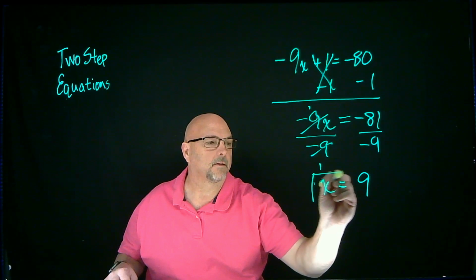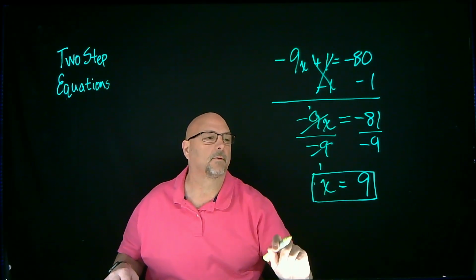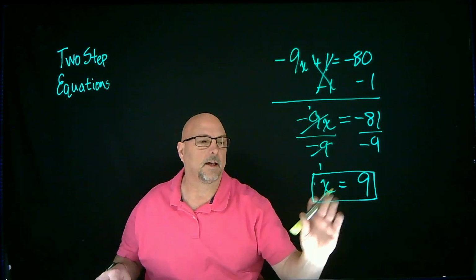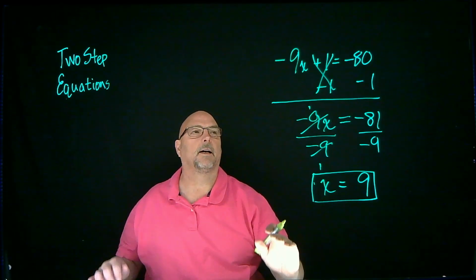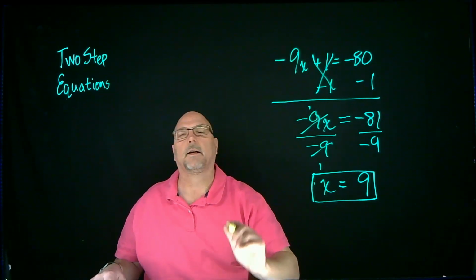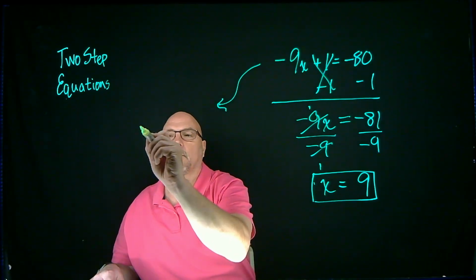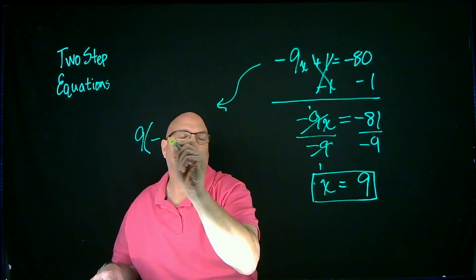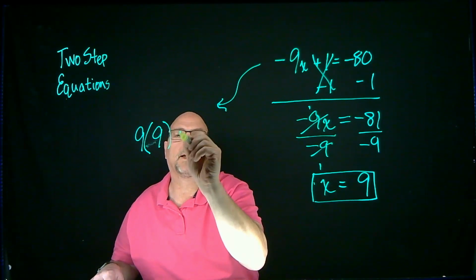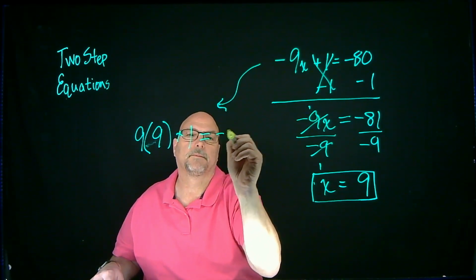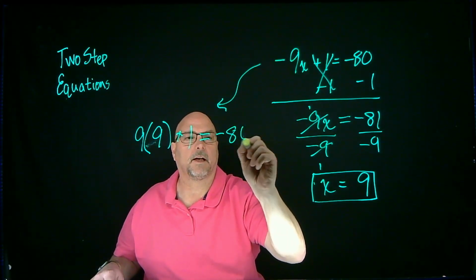Now, one of the things that your teacher may have you do is circle the answers or put an X around them, or somehow indicate that that is my solution. The other thing you may have to do, depending on which level you're at, is go back up here and show that your solution works. So we're going to substitute a positive 9 in place of x in our equation. Oops, that's not negative 81, that's a negative 80.